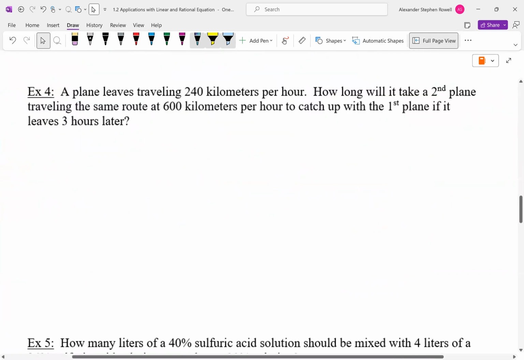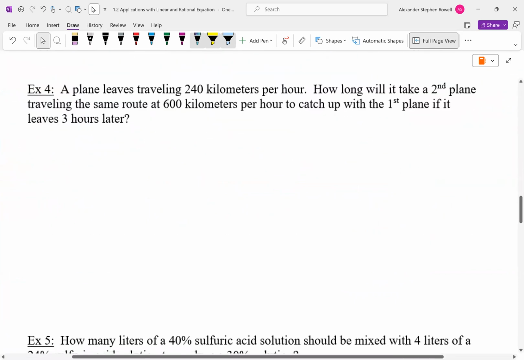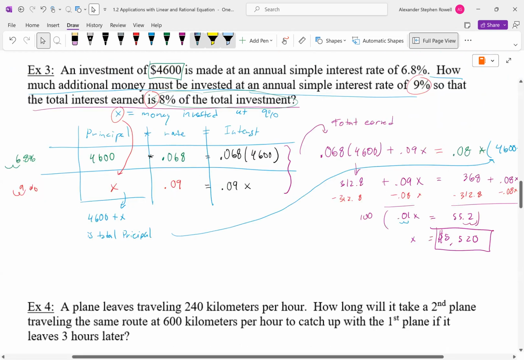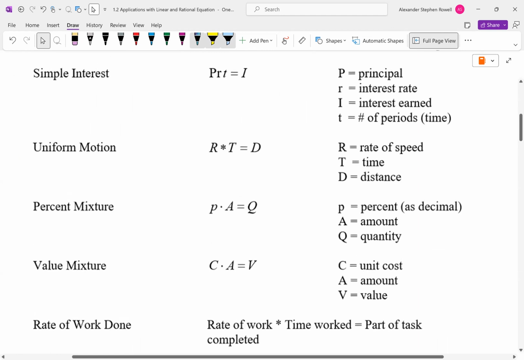Okay, next question. A plane leaves traveling 240 kilometers per hour. How long will it take a second plane traveling the same route at 600 kilometers per hour to catch up with the first plane if it leaves 3 hours later? Which type of problem is this? Uniform motion, what gives it away? Distance, rate, time, plane moving.